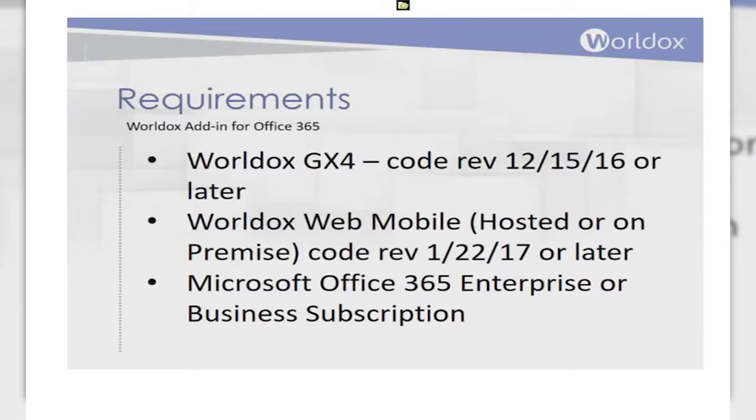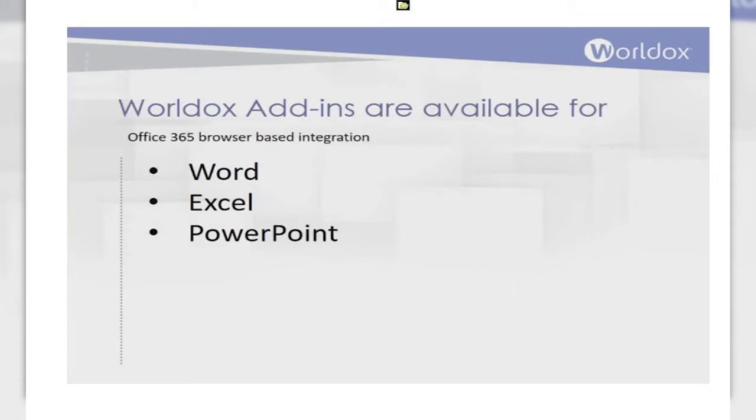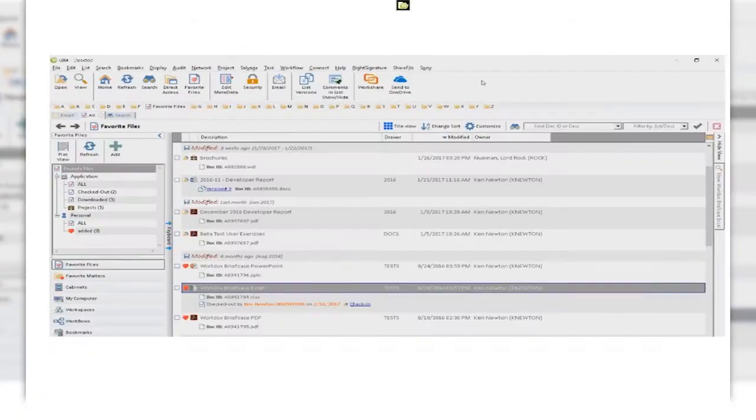You do need Worldox Web Mobile, either the hosted version that Worldox hosts for you or one that you are running on-premise if you're a larger firm and have a Worldox Web Mobile server. And that has to have a code rev of 122.17 or later. And you have to have either an enterprise or business subscription to Microsoft Office 365. That is the prerequisites for this to run. The add-ins then are available for the Office 365 browser-based versions of Word, Excel, and PowerPoint.